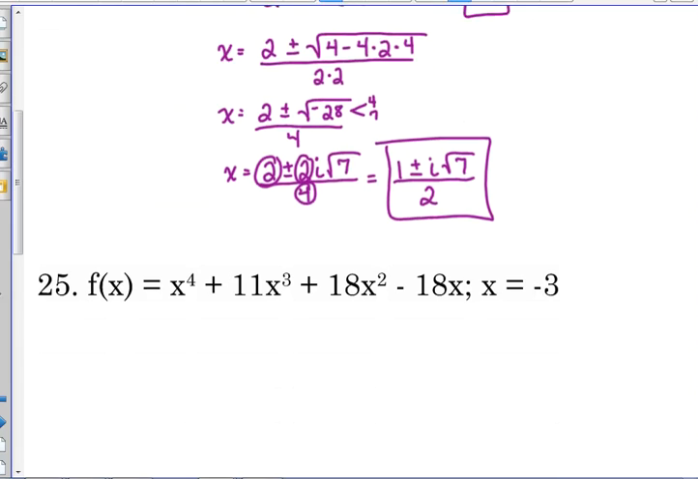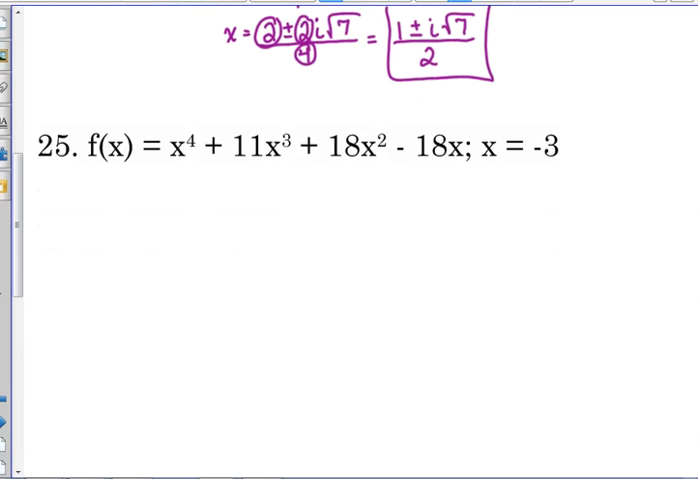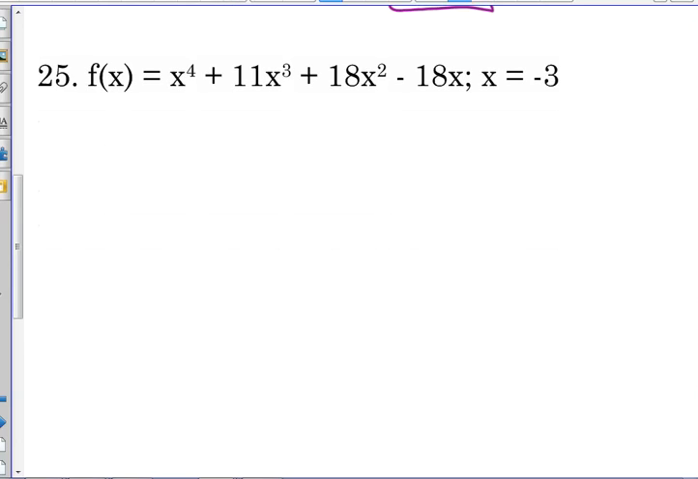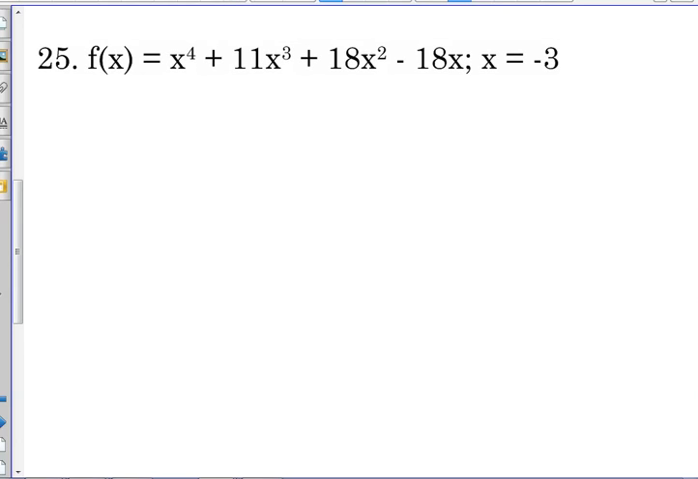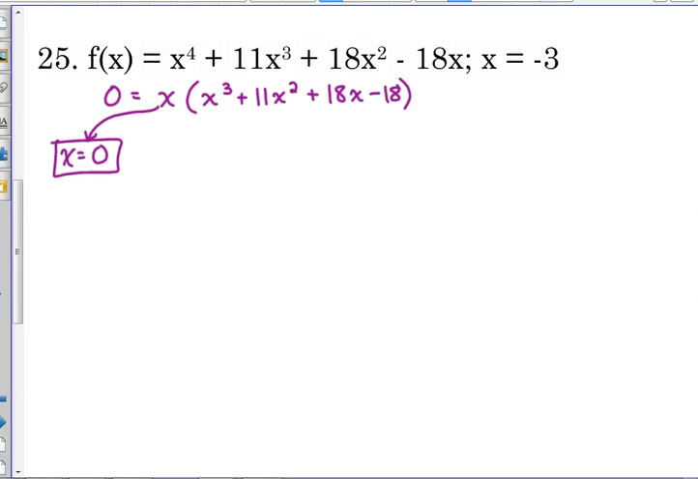So look at number 25, similar scenario here. First things first, all of those terms have an x, so we pull out that x. We get x cubed plus 11x squared plus 18x minus 18. So x equals 0, one solution, and x equals negative 3, the other solution that was given to us. If we looked at the graph, we would see that it crosses at those two places.